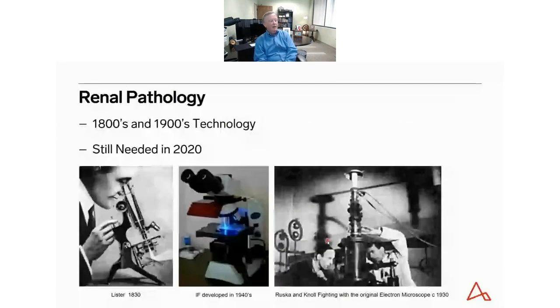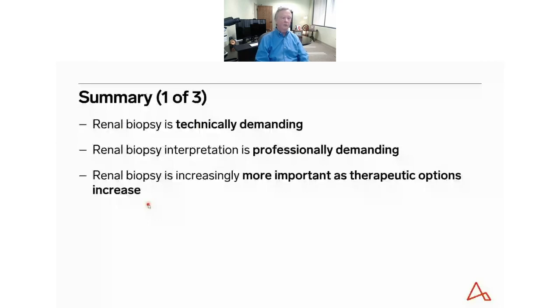And what always cracks me up, and this is the 100th year of Dr. Heptonstall, he's still alive, of Heptonstall's renal pathology textbook. He would love to know, and he's still quite lucid, that we're still using 18 and 1900s technology in spite of everything he's seen since being born in 1920. We still need Lister's microscope, which was the first good compound microscope to do good renal pathology.